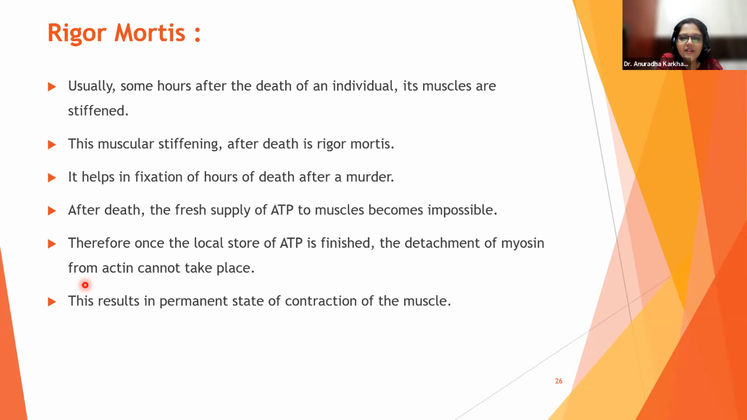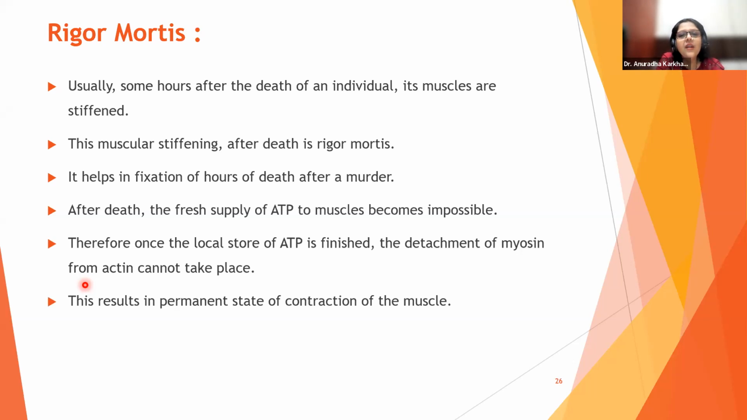After death, there is no ATP available to pull that myosin head downwards. Got it? And that is the reason the muscles become stiff. Right? So therefore, once the local store of ATP is finished, the detachment of myosin from actin cannot take place. This results in permanent state of contraction of muscles. So in dead bodies, the muscles are going to be so stiff that they cannot be moved later on.